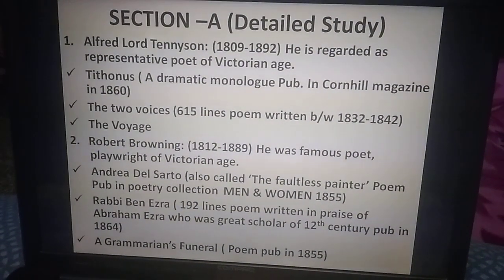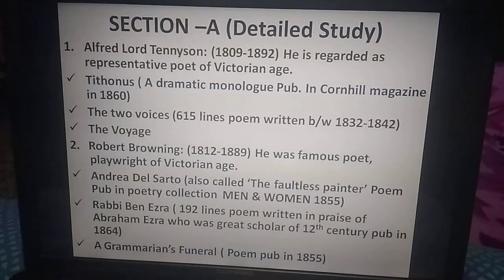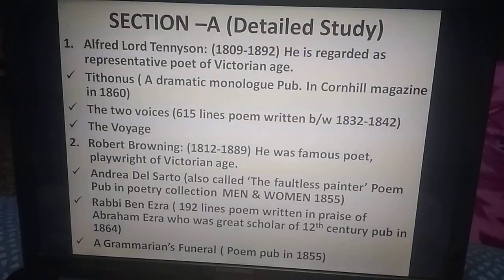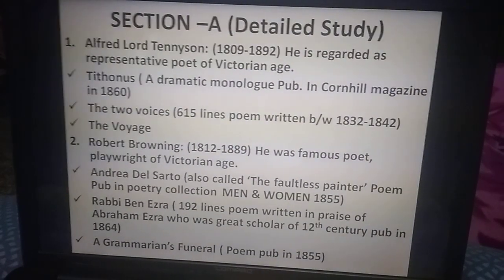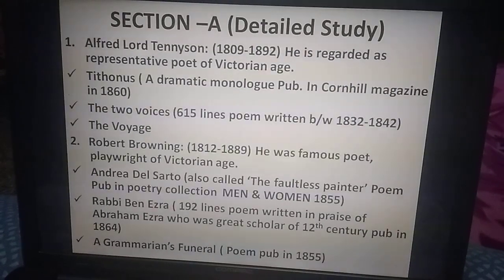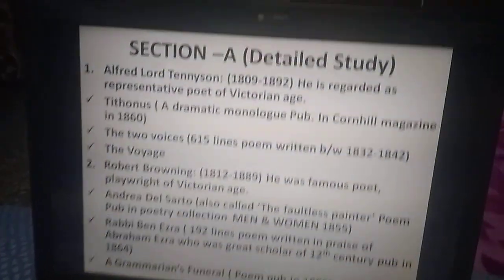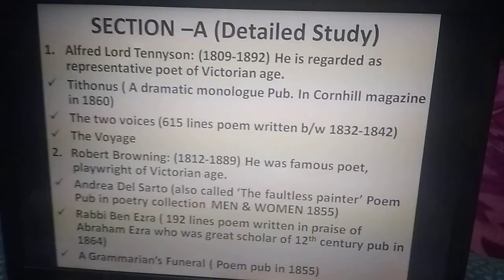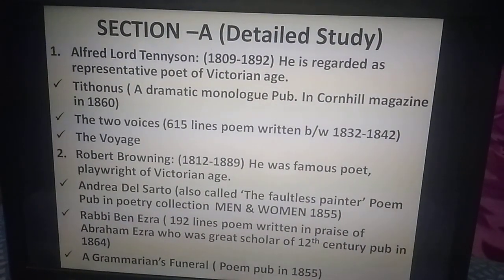The second author is Robert Browning. He was born in 1812 and died in 1889. He was a famous poet and playwright of the Victorian age. We have three poems of his in our syllabus. The first is Andrea del Sarto. It is also called The Faultless Painter. It is based on the memory of the Irish painter. The poem was published in his poetry collection Men and Women in the year 1855.